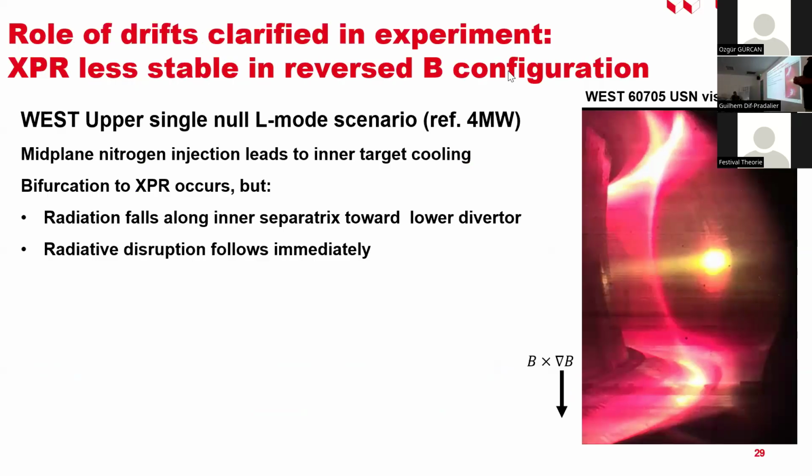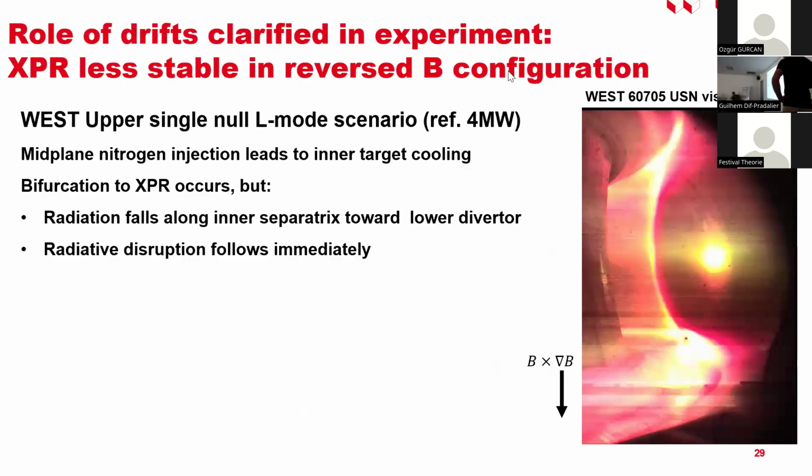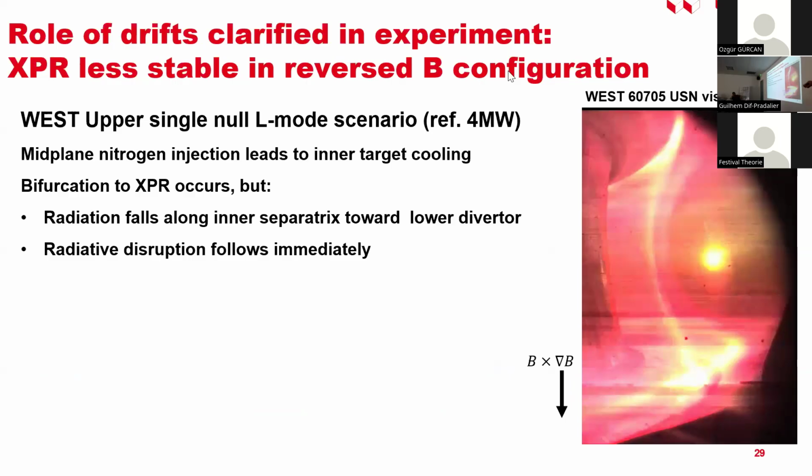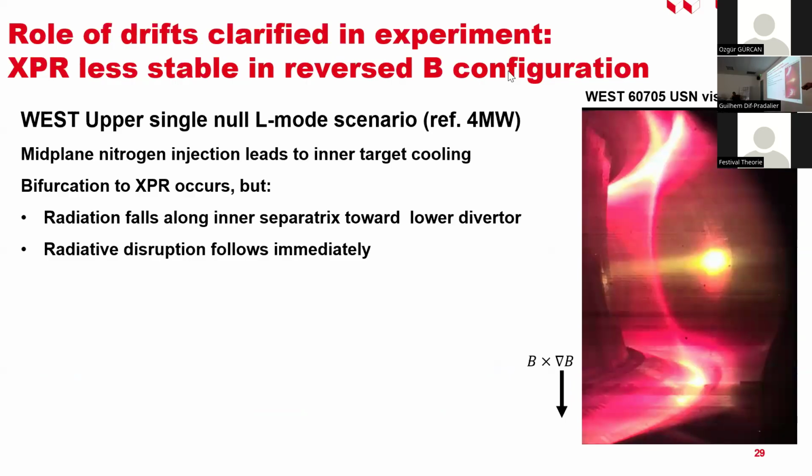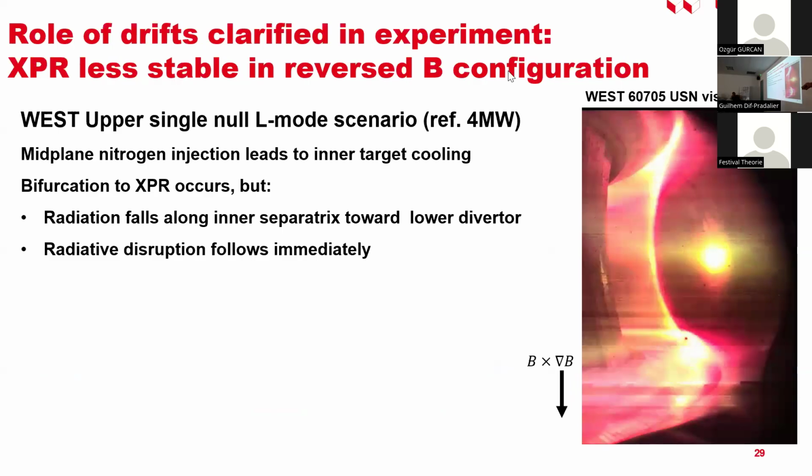Okay, a last thing, and then I will come to the end, is the role of drift. In experiment, I showed you before stable situations with the primary X point at the bottom. It's called the favorable configuration because the grad B drift is toward the main divertor.